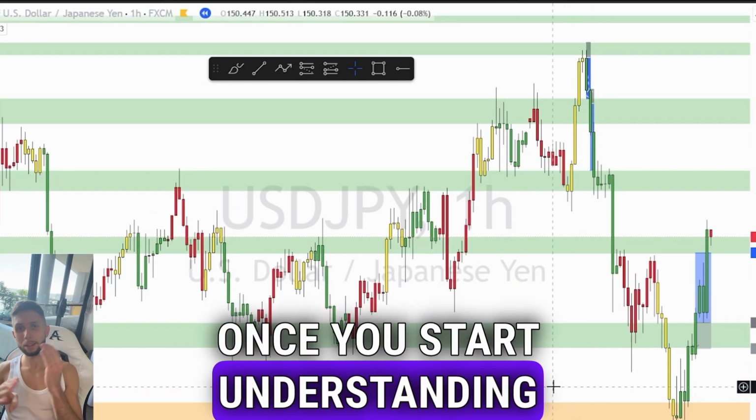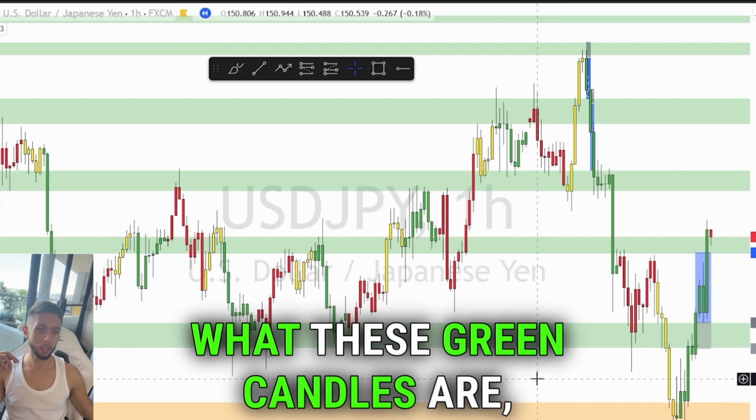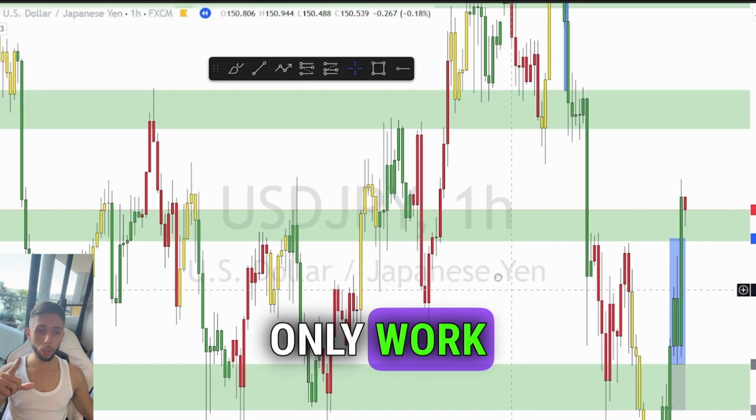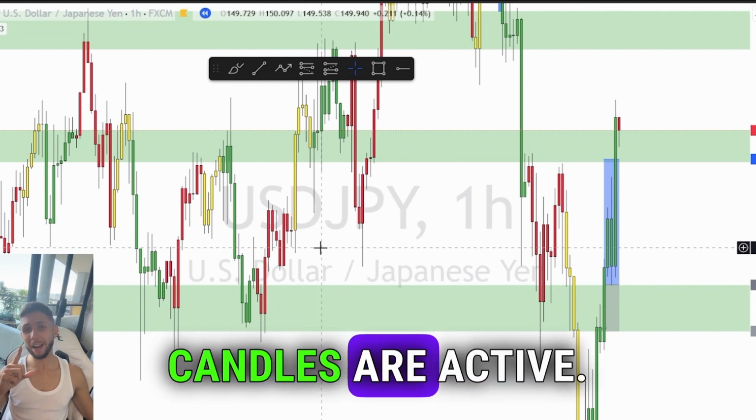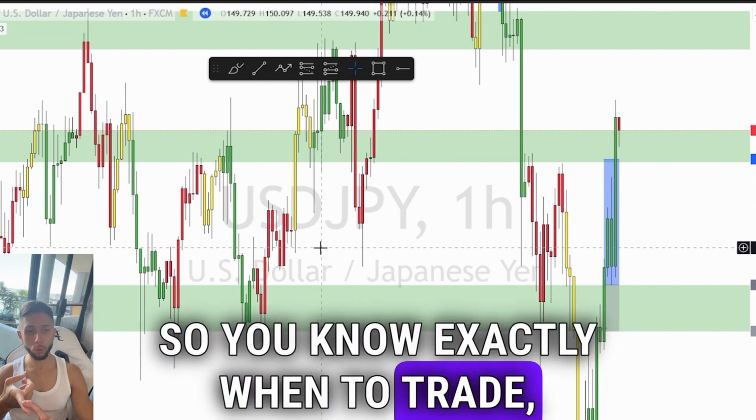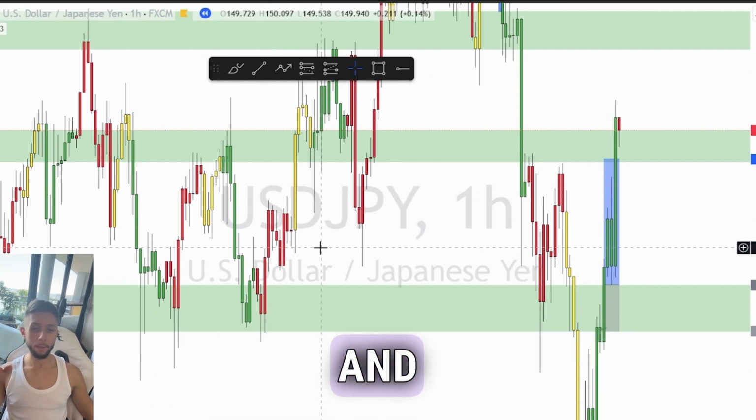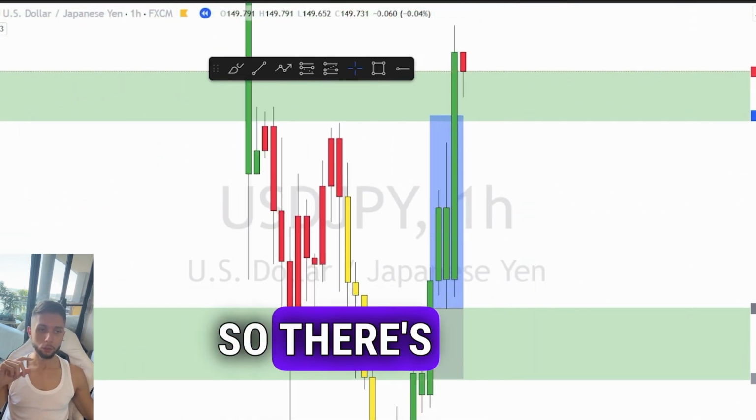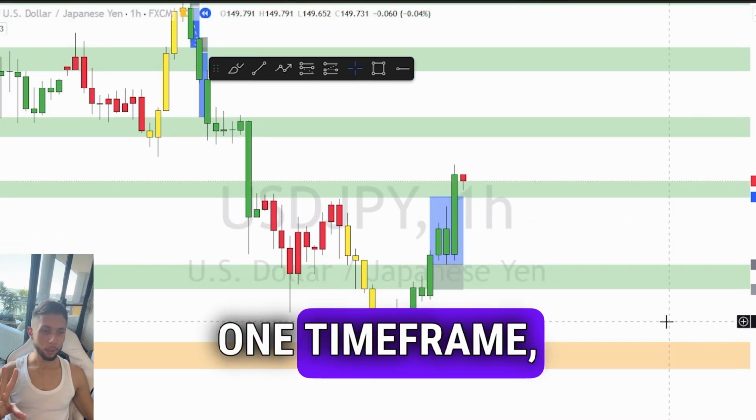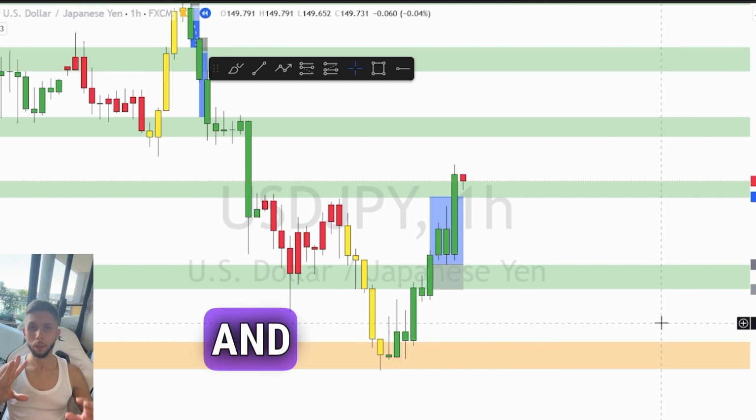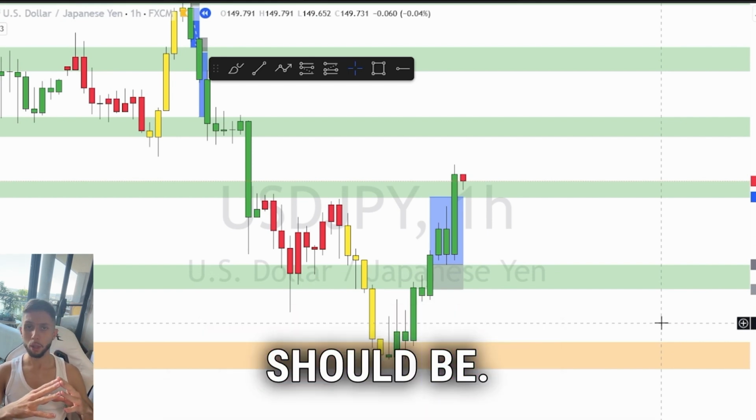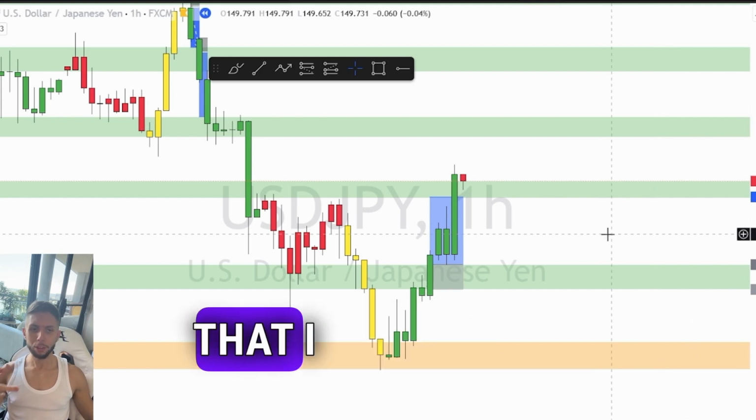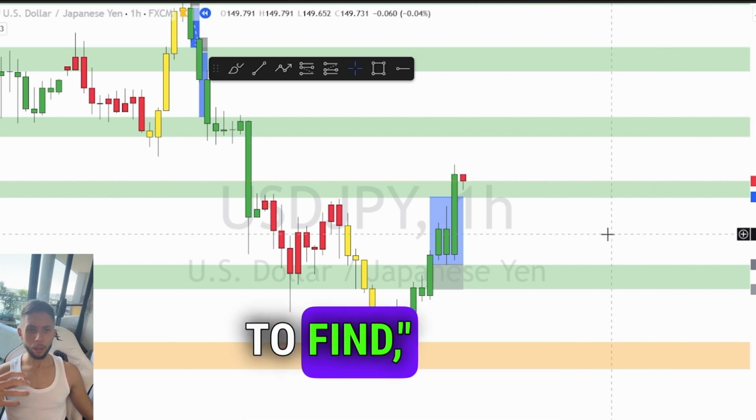Once you start understanding what these green candles are, what the pattern is, and most importantly, these zones will only work when the green candles are active. So you know exactly when to trade, how to trade, and the accuracy is honestly unlike anything else I've ever seen. So there's only one setup, one time frame, one time window, and this is just as simple as trading should be. So if you've ever thought, surely there's something to it, surely there's something that I don't know, that I just need to find, this is it.